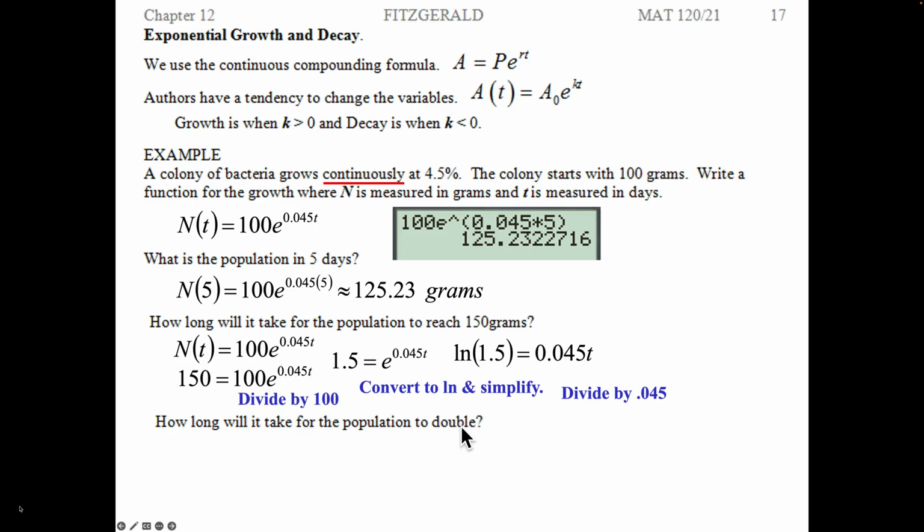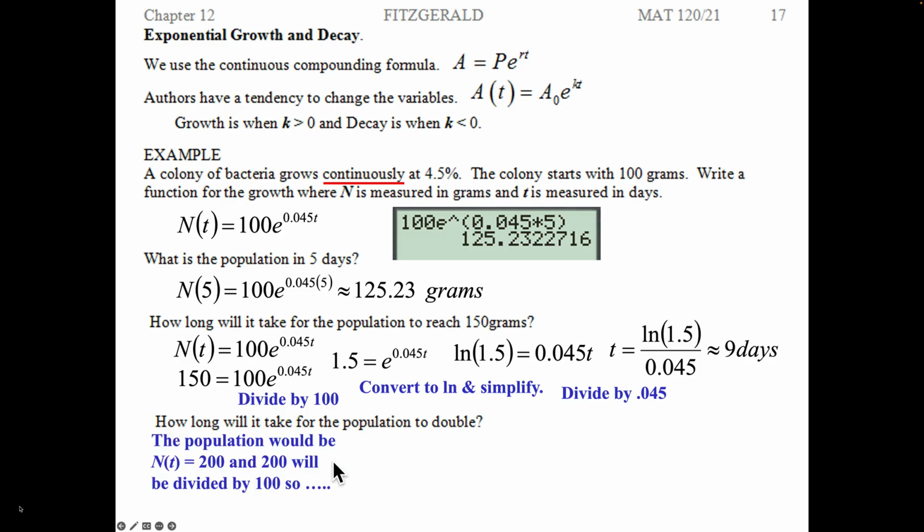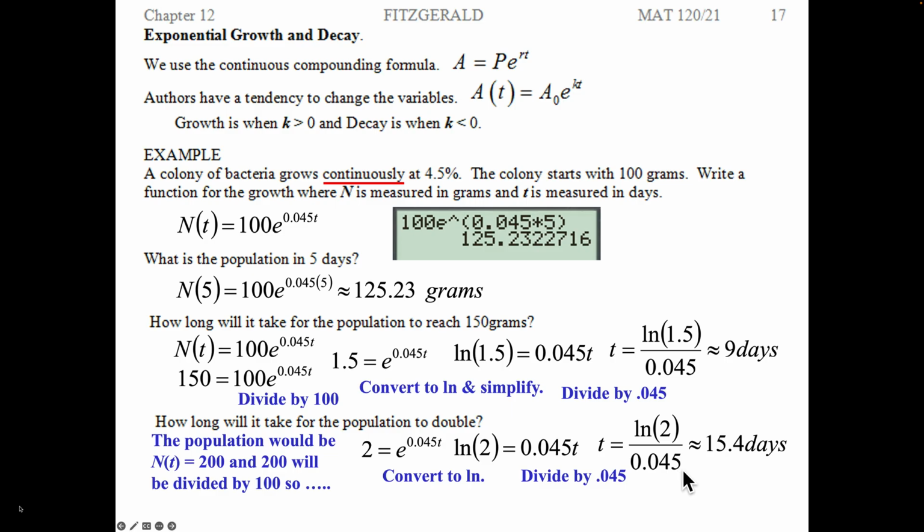How long will it take for the population to double? Well, starting at 100, that doubles to 200. And so basically, 200 divided by 100 is now 2. Convert it to a natural log. The ln of 2 is equal to 0.045t. Divide over the 0.045. Go to your calculator, type it in, and this comes out to be approximately 15.4 days.